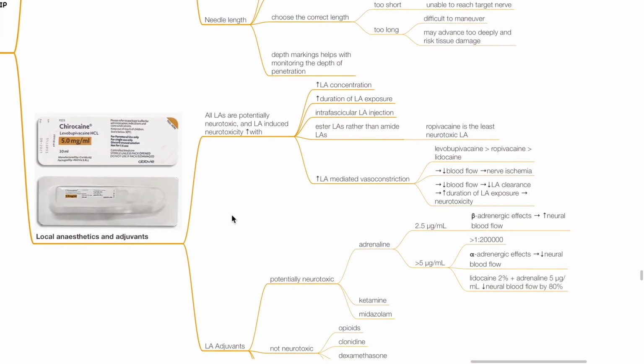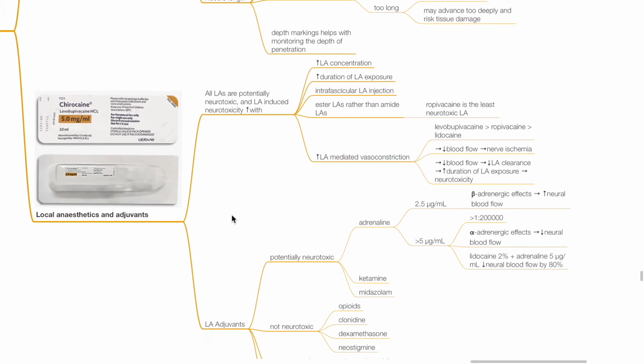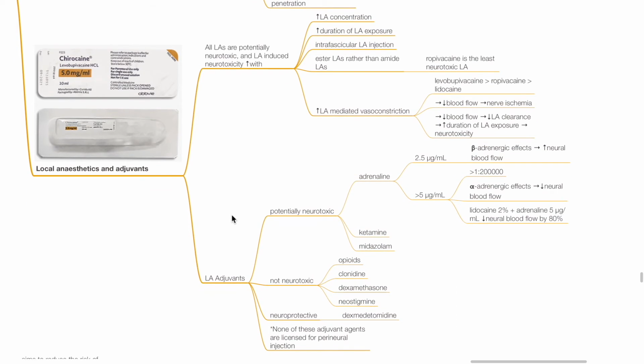Local anesthetics and adjuvants. All LA are potentially neurotoxic, as mentioned previously, with certain adjuvants such as adrenaline, ketamine, and midazolam being potentially neurotoxic. Non-neurotoxic adjuvants include opioids, clonidine, dexamethasone, and neostigmine. Dexmedetomidine has been shown to be neuroprotective. None of these adjuvant agents are licensed for perineural injection.